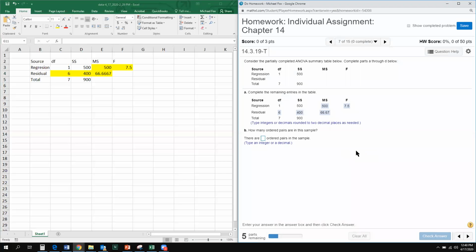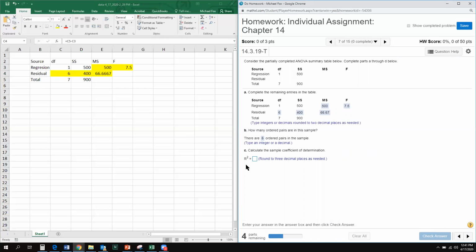All right, so how many ordered pairs are in the sample? This number right here, the degrees of freedom for the residual, represents n minus 2. So if we just add 2 to that, 6 plus 2 is 8. That'll be our n, or the number of ordered pairs in the sample.